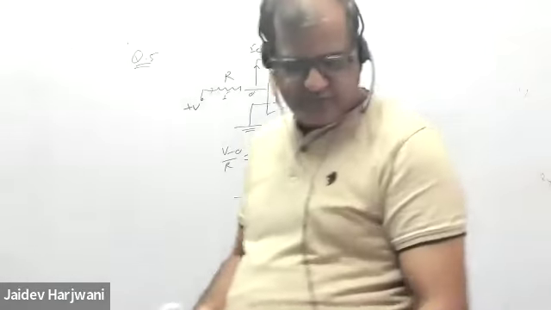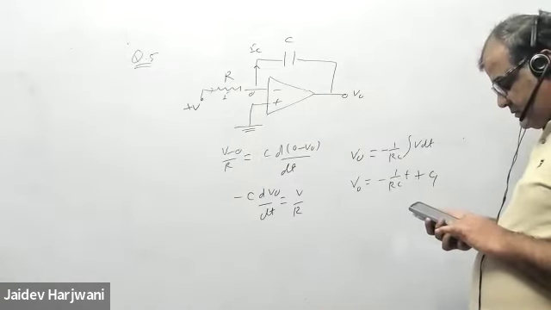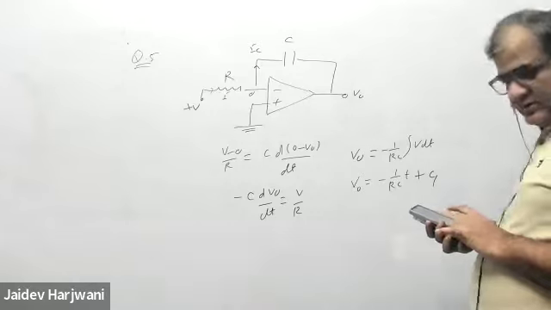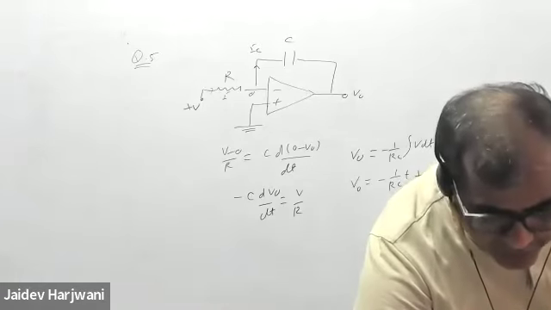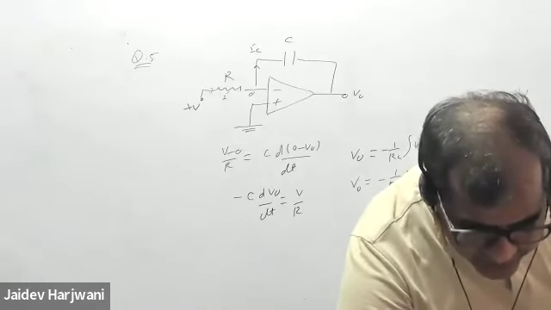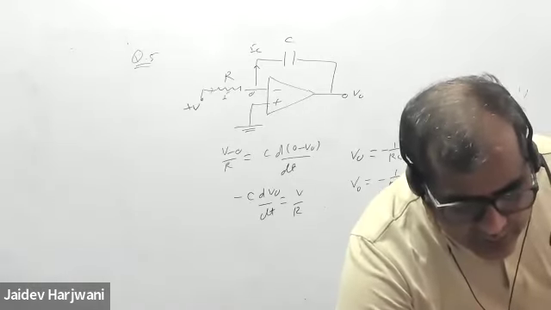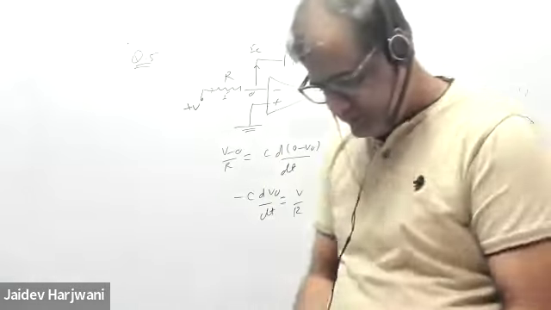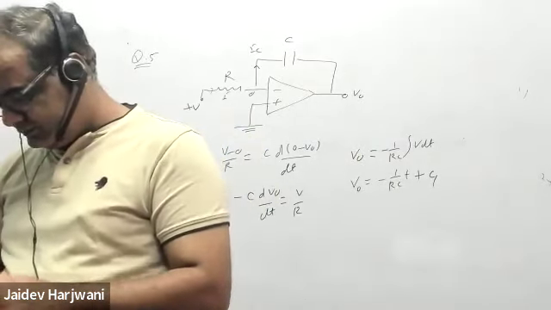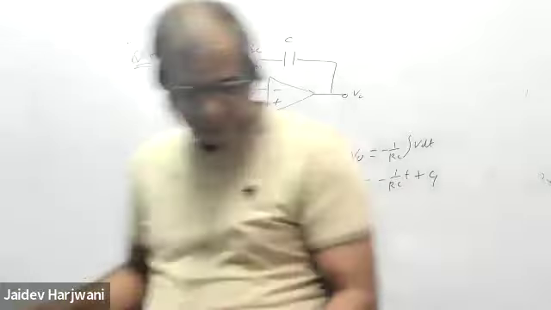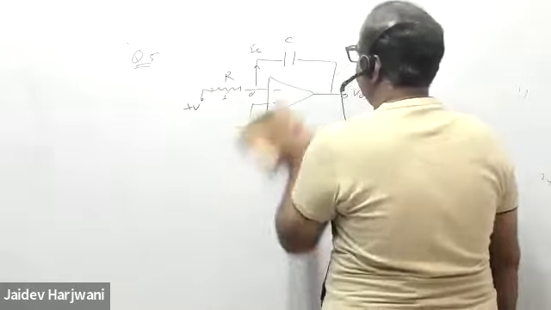So which option is correct? Tell me. Negative and linear, so option D. Okay, let us check whether option D is correct or not. Question number 5, D is correct. Let us do now question number 6.